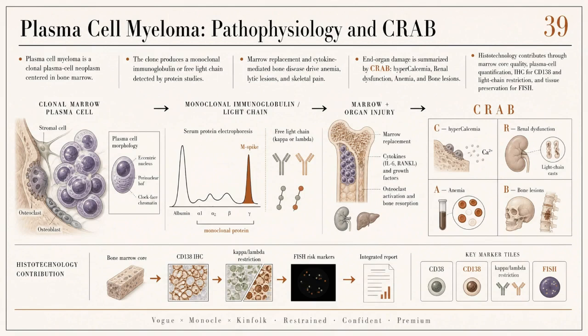Imaging studies such as skeletal surveys or MRI are essential to identify bone lesions, fulfilling the CRAB criteria that define active disease requiring therapy. Molecular and cytogenetic testing, including fluorescence in situ hybridization, FISH, can detect high-risk genetic abnormalities and inform prognosis and treatment strategies. For histotechnologists, understanding the pathophysiology and clinical impact of plasma cell myeloma informs specimen triage decisions, such as prioritizing bone marrow biopsies for rapid processing and selecting appropriate decalcification methods to preserve morphology and antigenicity.